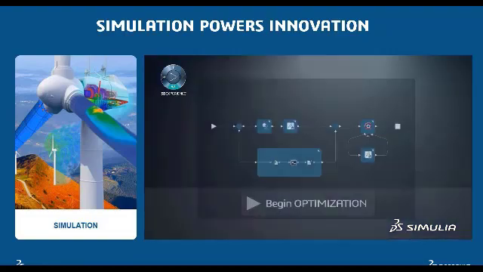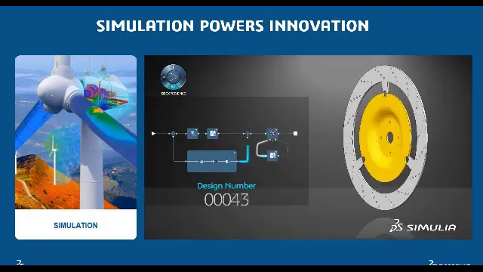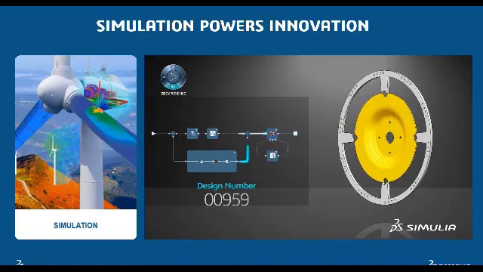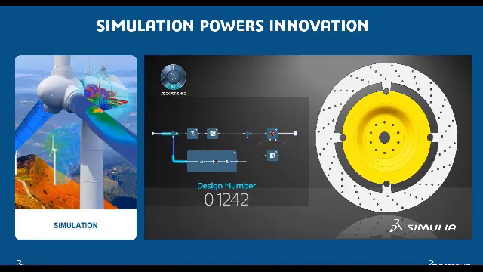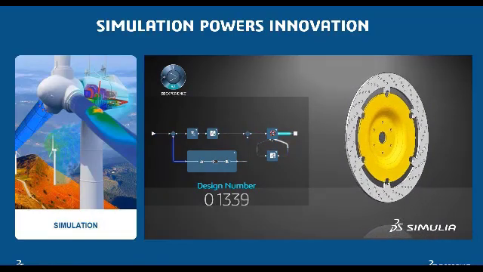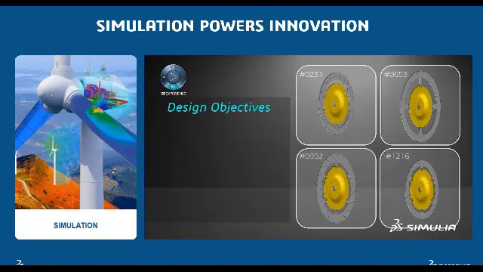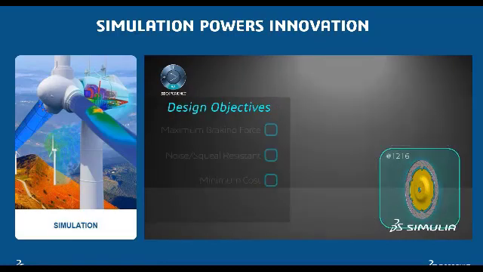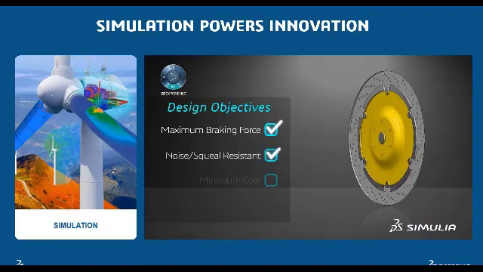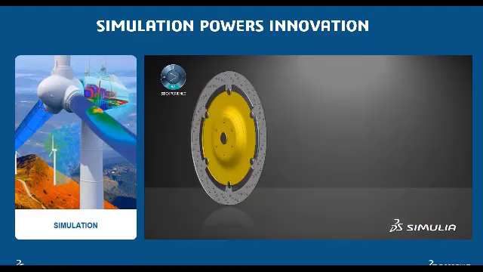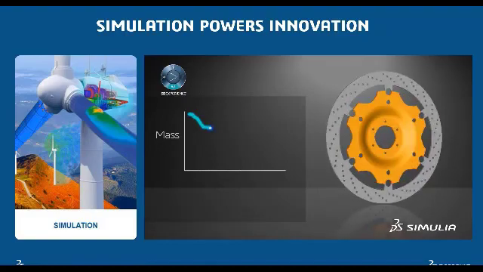So how would you accelerate this particular innovation? There is something called design of experiments, where you will be able to control the parameters and see what different options are going to be utilized and are going to match our objectives. Here we have the design objectives and 4 different models, and then we have our objectives as well: maximum braking force, noise or squeal resistant, minimum cost, and minimize weight.